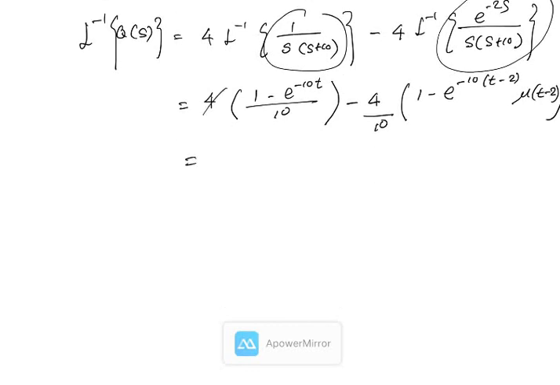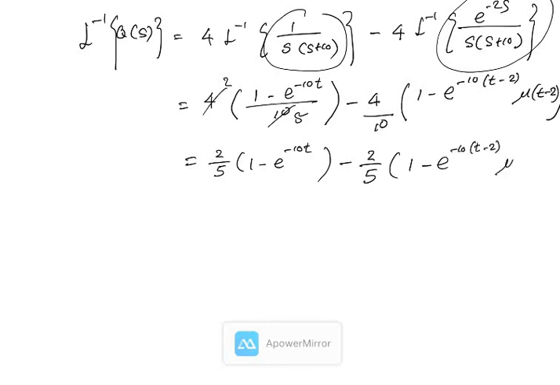So we can simplify this one, we get 2 over 5 times (1 minus e to the power negative 10t). This one also the same, 2 over 5 multiplied with (1 minus e to the power negative 10(t minus 2)), multiplied with u(t minus 2). Okay, so that's all for this question.